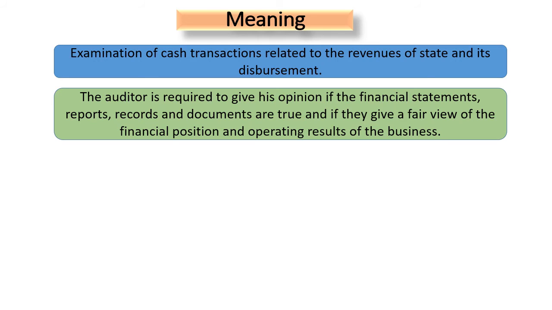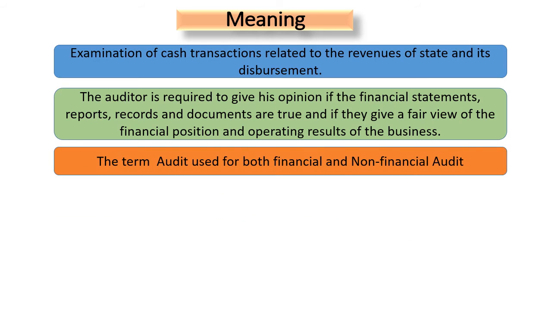So what mostly the auditor has to do is give his opinion on the financial statements like profit and loss account, balance sheet, cash flow, fund flow statements, etc. Reports: there can be committee reports, directors reports, process reports. Records include every kind of records like invoices, any documents, any evidences. And all these records, whether they give a true and fair view of the financial position and operating results of any concern.